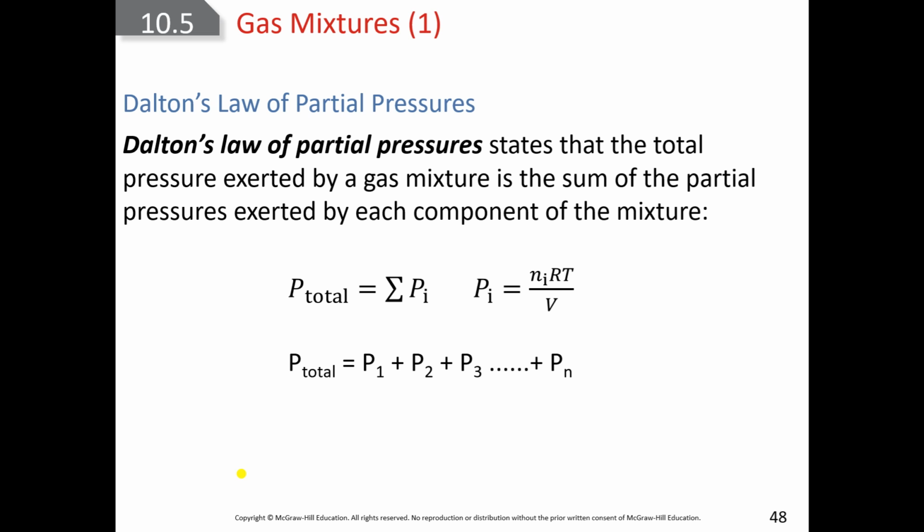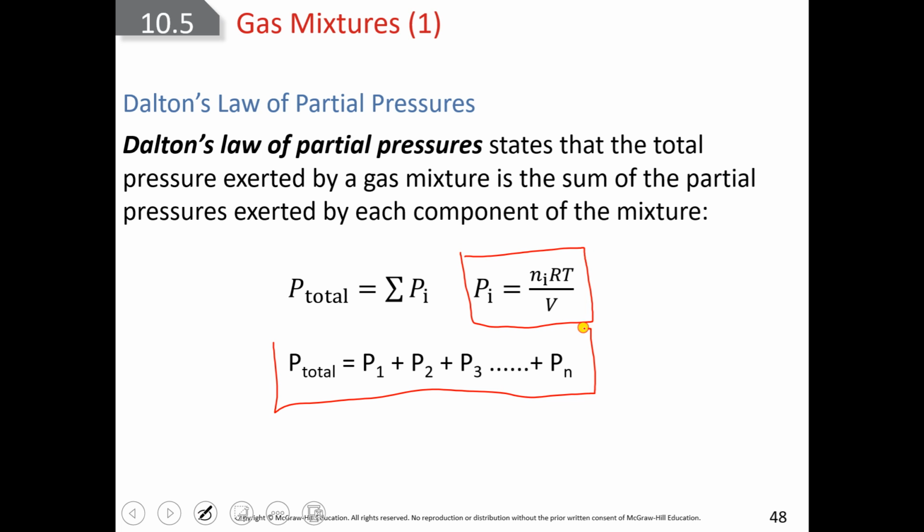So what do I mean by that? If I were talking about air, for example, air makes up several different gases. So if I put air in a closed container, the total pressure exerted in that container is made up of the partial pressure of each gas that makes up air in that particular container. So we can look at it in terms of this right here and this right here, okay?